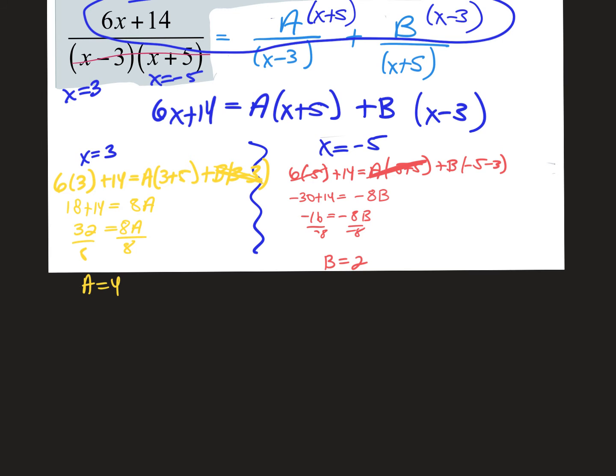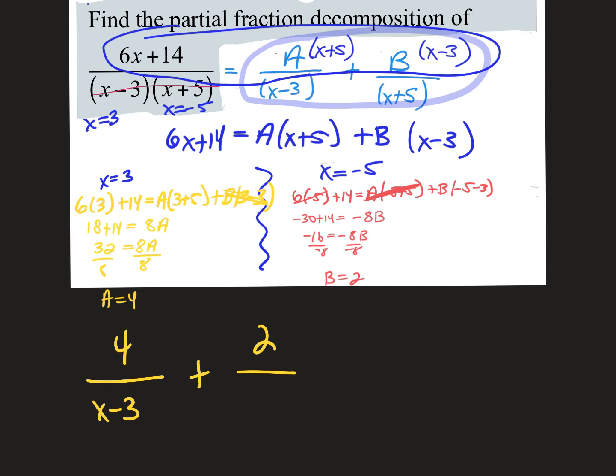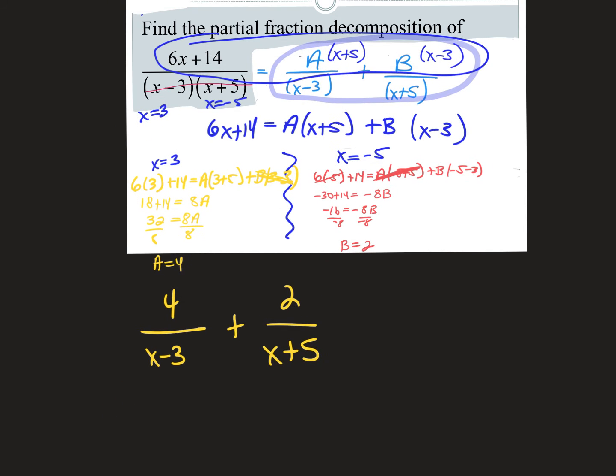Now to write your partial fraction decomposition, we go back up here, and we fill in our a and our b. So you would have a is what? 4. So 4 over x minus 3 plus 2 over x plus 5. And that's it. That's your partial fraction decomposition.